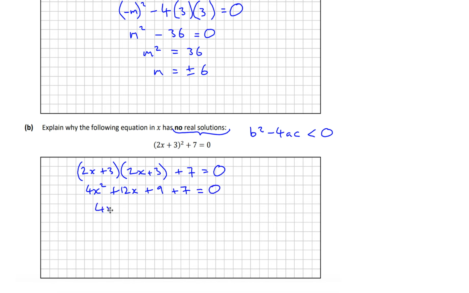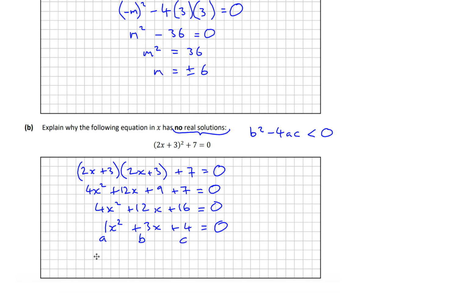Tidy it up a little bit more. 4x squared plus 12x. The 9 and the 7 gives us 16 is 0. Okay. Now, you could divide across by 4 here, or you could just identify your a, b, and c straight away. I'm just going to divide by 4, so maybe I can do it in my head. X squared plus 3x plus 4, divide 0 by 4 is still 0. Okay, so now that x squared is a 1x squared. So now I can identify my a is the number in front of x squared, my b is the number in front of x, and my c is the 4.